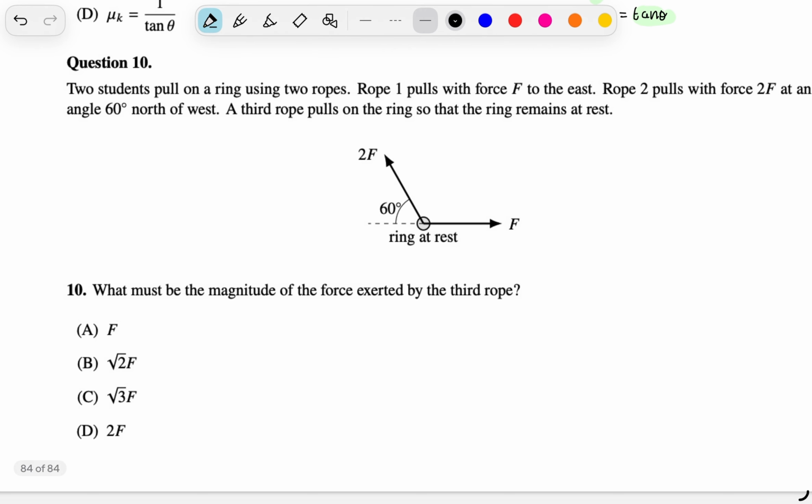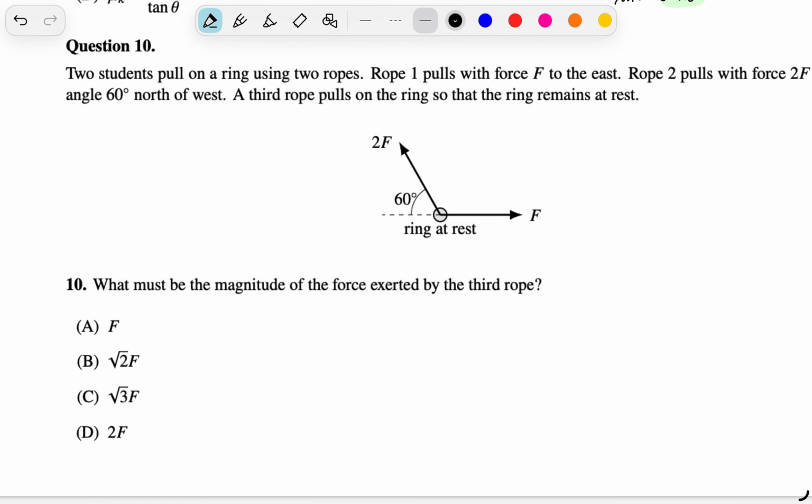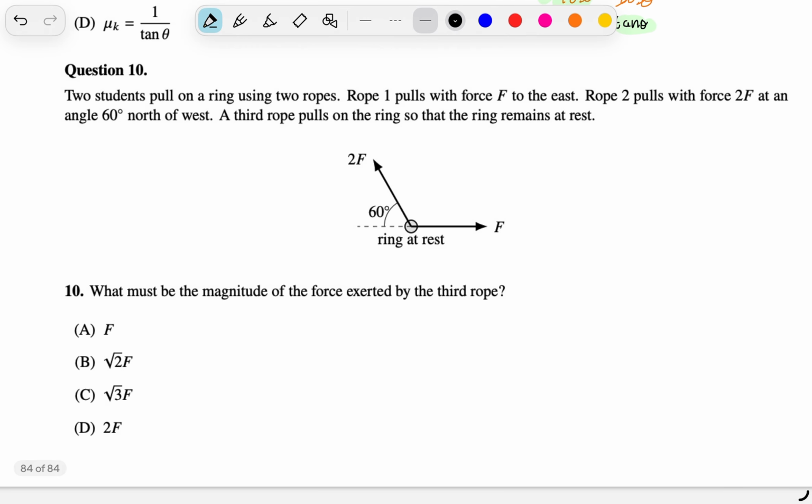So you have two students that pull on a rope using two ropes. Student 1 pulls with a force F to the east, and you have rope 2 that pulls with 2F at an angle of 60 degrees north of the west. So you have a third student that pulls on a rope so that the ring remains at rest. So how would we even do this? Well, let's start off with making our eastward direction as positive and our northward direction as positive as well. So let's make rope 1. This is directly on 0 degrees, so that is a vector. That's just going to be F at 0 degrees.